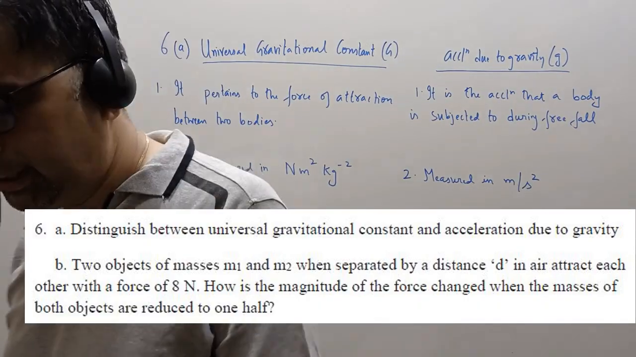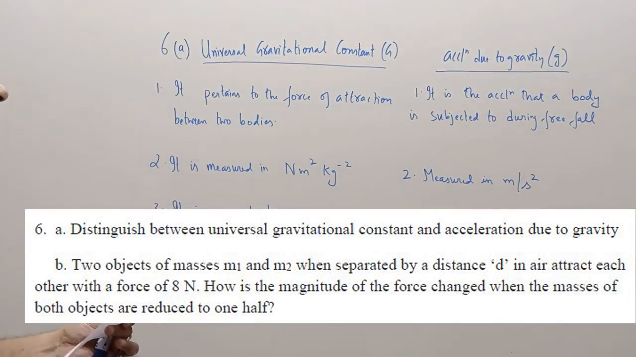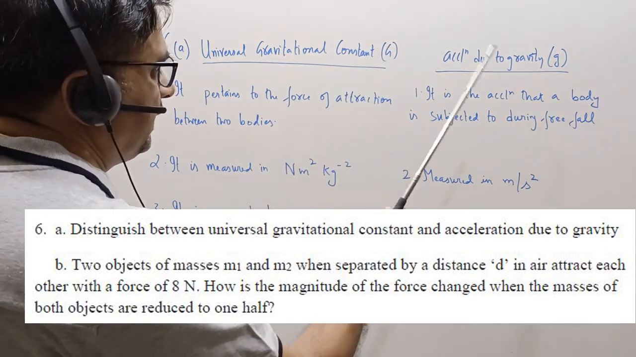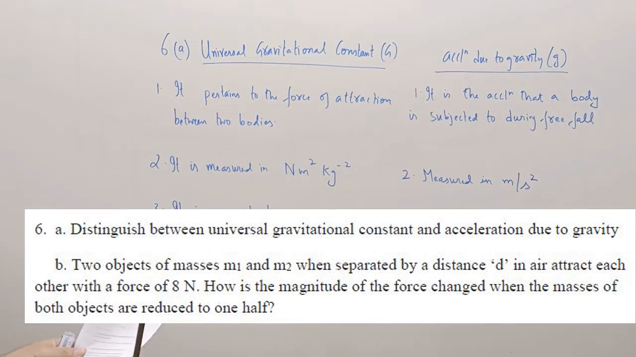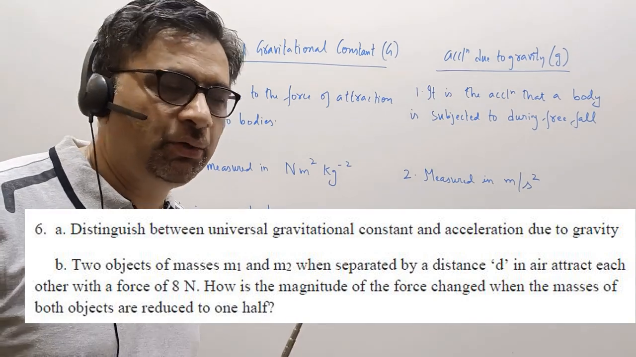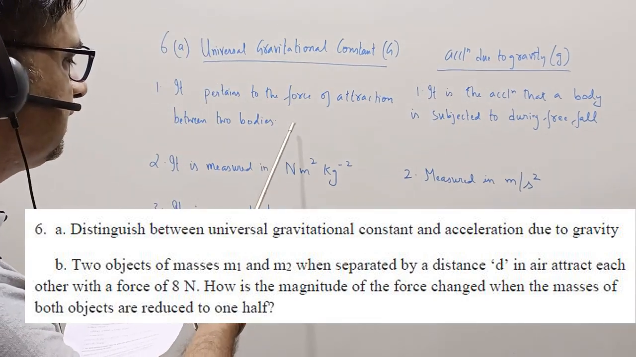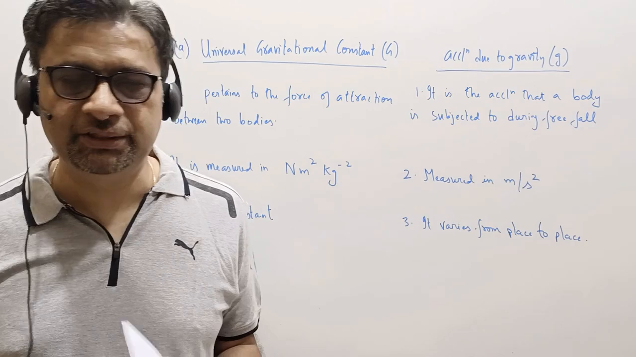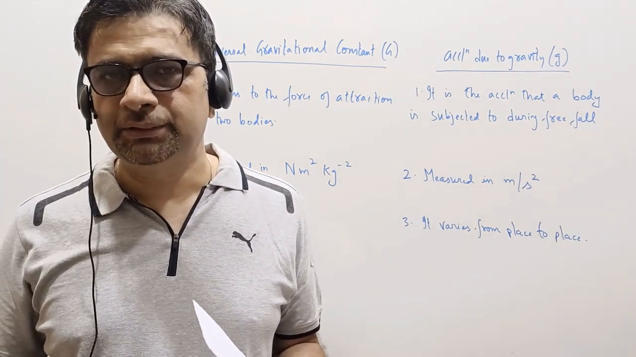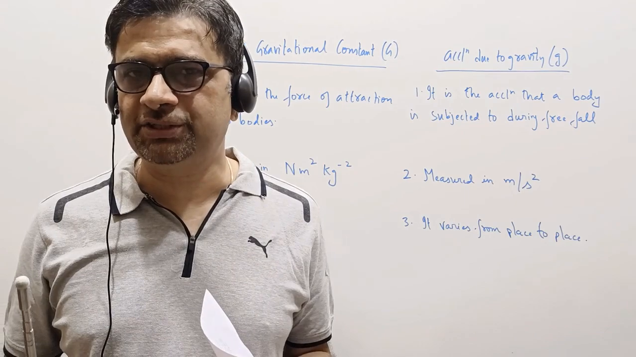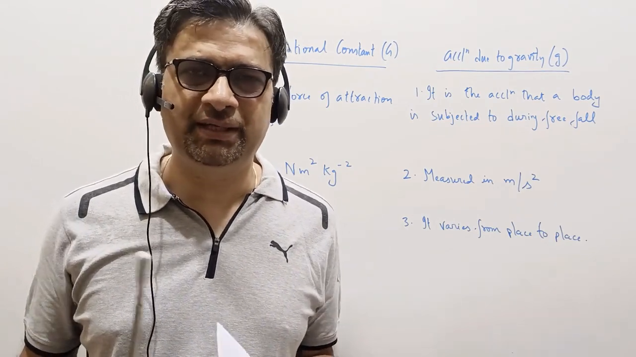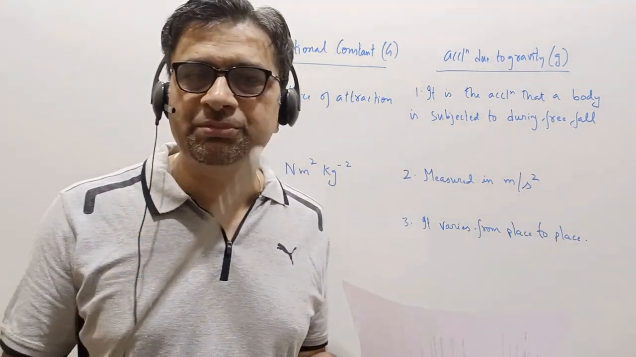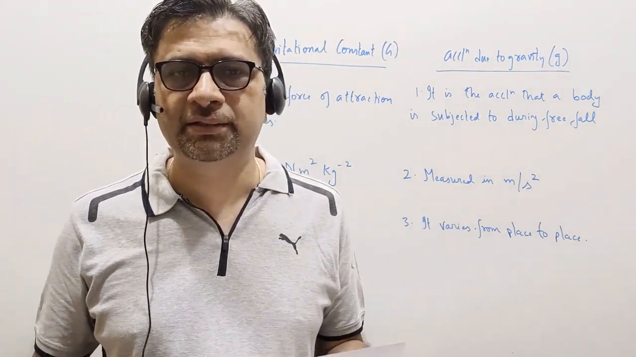Question number 6. A. Distinguish between universal gravitational constant, which we know is denoted by the capital letter G, and acceleration due to gravity, which is denoted by the small letter g. Now, G is a constant and it pertains to the force of attraction involving any two bodies in the universe. So it has to do with the force of attraction when two bodies are separated by any distance in the universe. In this case, g is the acceleration that a body is subjected to when it is falling freely.